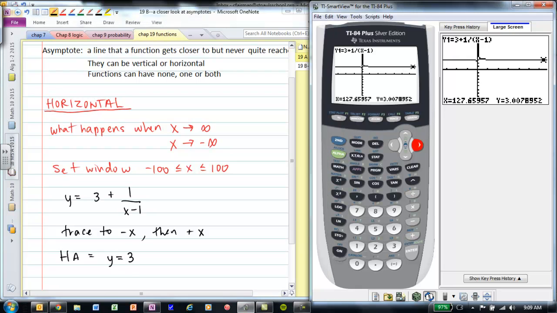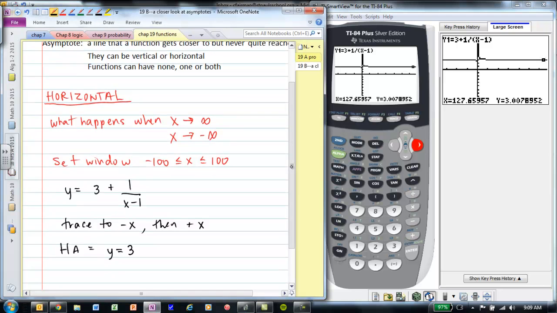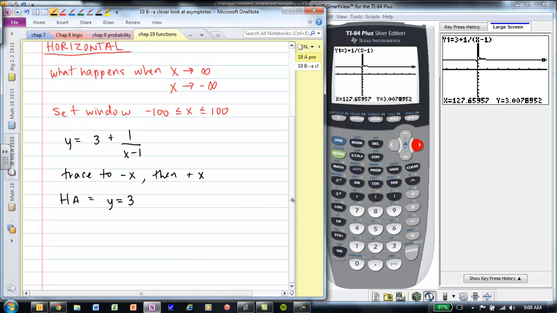And from the left, we were approaching from the negative side, from under 3, and from the right we're approaching it from over 3, but it skips over and never touches 3. Okay, so that's a horizontal asymptote. And that's basically all you do. You just look at the graph and you use the trace feature and you estimate what it's going to be.